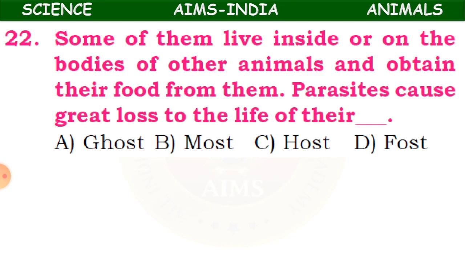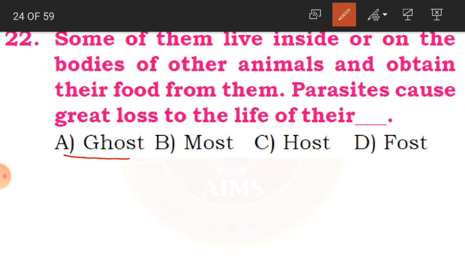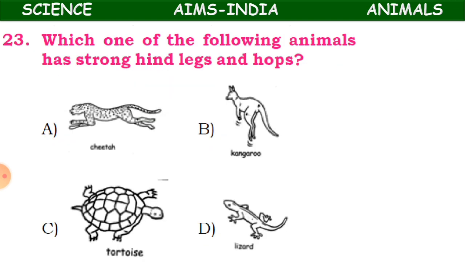Some of them live inside or on the bodies of other animals and obtain their food from them. So just now we learnt that. And parasites cause great loss to the life of their dash. Just now we learned that parasites live on or inside the body of other animals, and they cause great loss to the life of their dash. So what is that? Ghost, A option, most, B option, host, C option, fast, D option. Yes, children, the right answer is host, C option. Host in the sense of the body on which they are living. Clear, children?